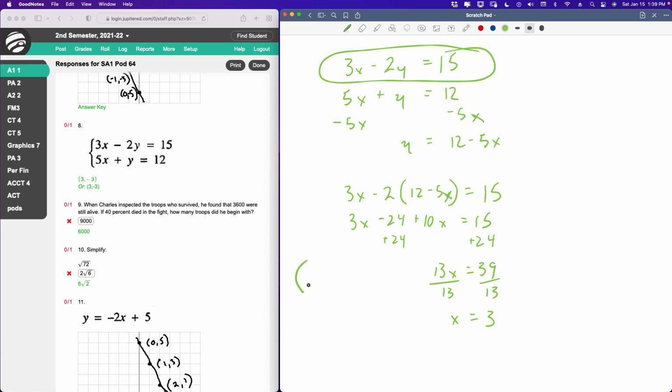So in our answer, the x part is 3. And now we have to find the other part. The way we do that is by putting in our x value here. So y is equal to 12 minus 5 times 3. 12 minus 15. Y is equal to negative 3. So negative 3 would be the other part. So that's how you would find the answer for number 8.